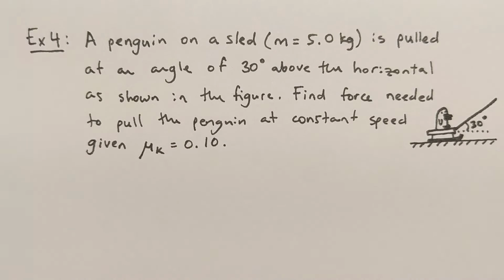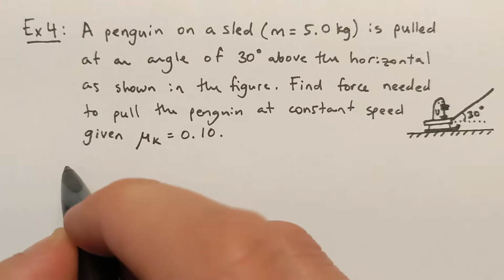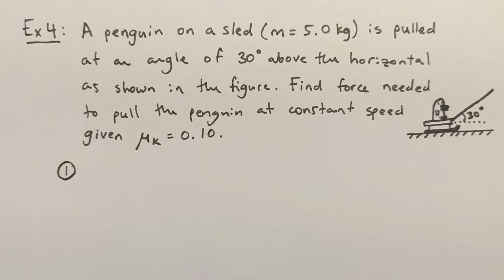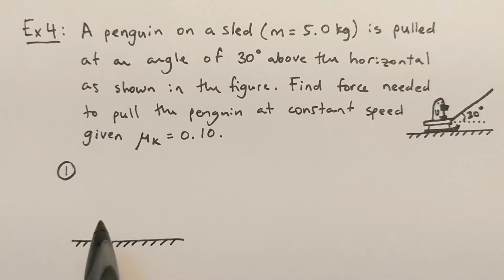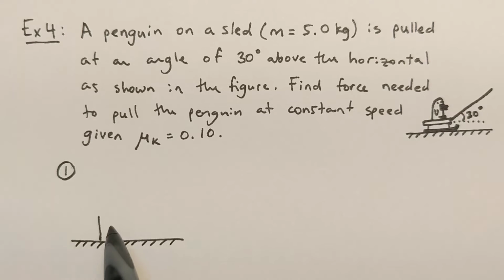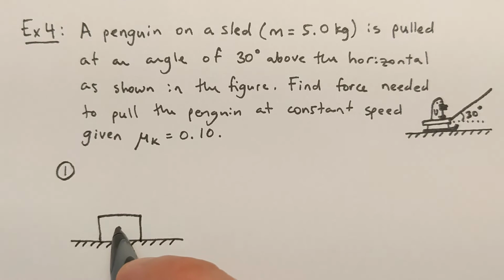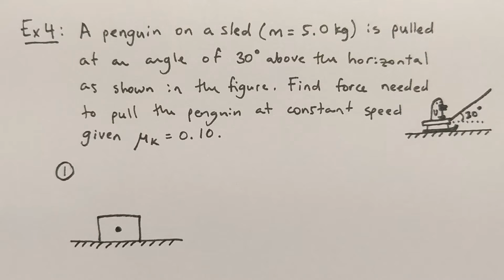So we're going to start by drawing a free body diagram. Pause the video now, give the free body diagram a try. Okay, hopefully you tried it. Let's go ahead and take a look at the solution. So here's the surface on which the penguin and sled are sliding. I'm going to represent the penguin and sled together as just a box, a simple shape. And then I'm going to draw all the forces acting on the penguin sled system.